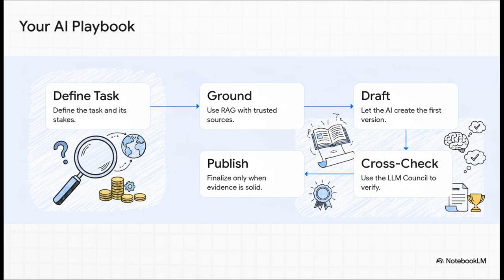1. Define the task and how high the stakes are. 2. Ground the AI with your trusted sources. 3. Let the AI produce the first draft. 4. Use that LLM council to cross-check for accuracy. And 5. Don't publish or finalize anything until the evidence is solid.